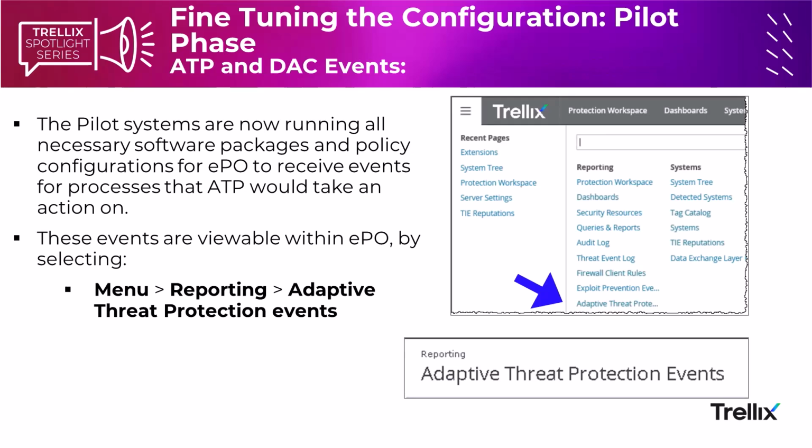In terms of the events, under the reporting, there's a specific section for the adaptive threat protection events, and it essentially just filters out any other product events, right? You don't have to go there. You can go to the threat event log if you'd like, but there is a specific section for that in EPO.